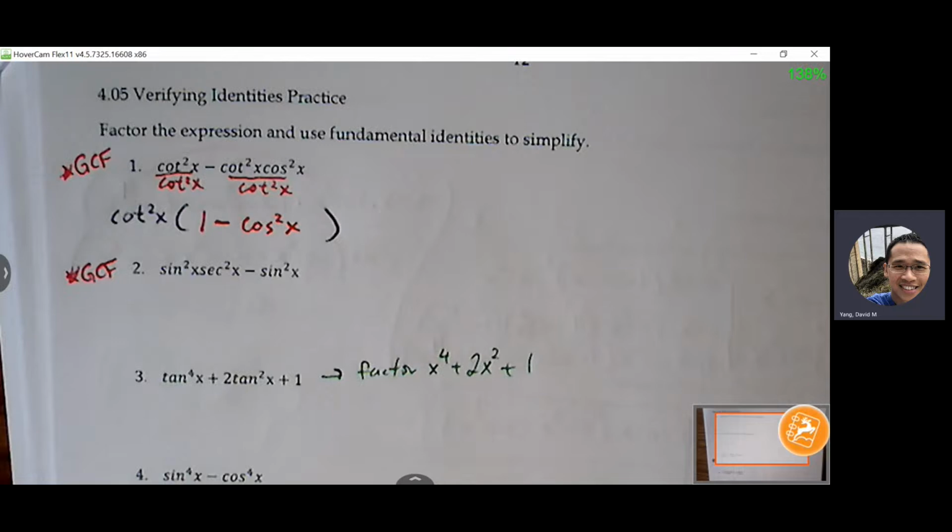Yeah, so with these, we really don't have a right side to match up with. We're just trying to get it as cleaned up as possible. See if you can get it all the way down to in terms of like sine or cosine.